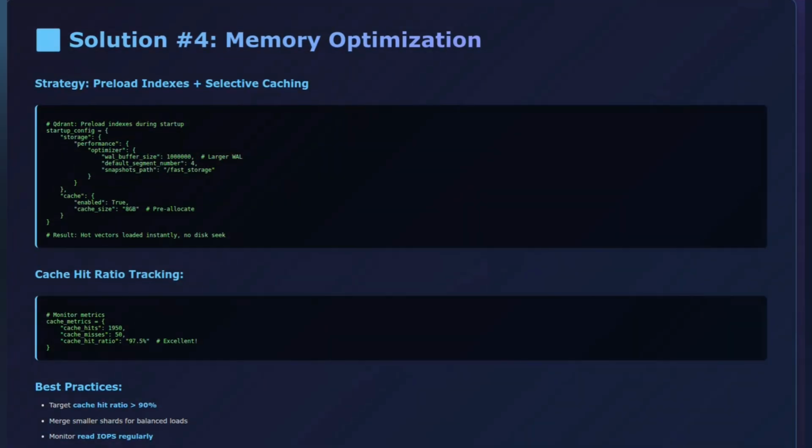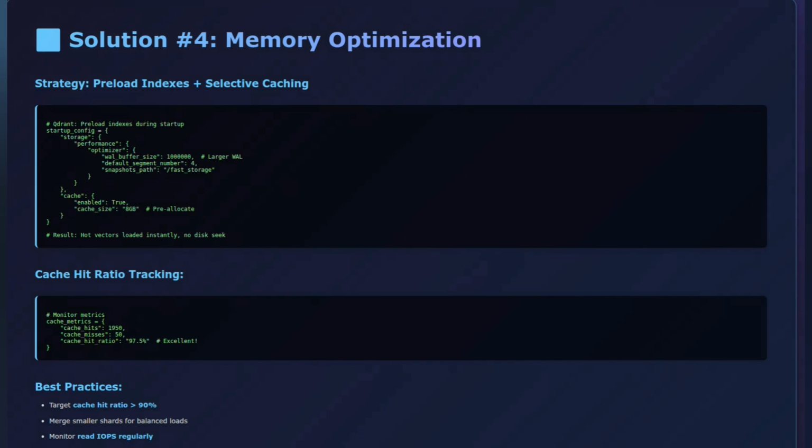Here's the fix. Preload indexes at startup. Tell the vector database, on startup, load the complete indexes into memory. Don't lazy load. This adds 30 to 60 seconds to startup time, but pays dividends forever. Selective caching. Identify which vectors are queried most often. Keep those in RAM, let others stay on disk for cold access. Monitor cache hit ratio. You want cache hit ratio above 90%. If it's below 50%, something's broken.